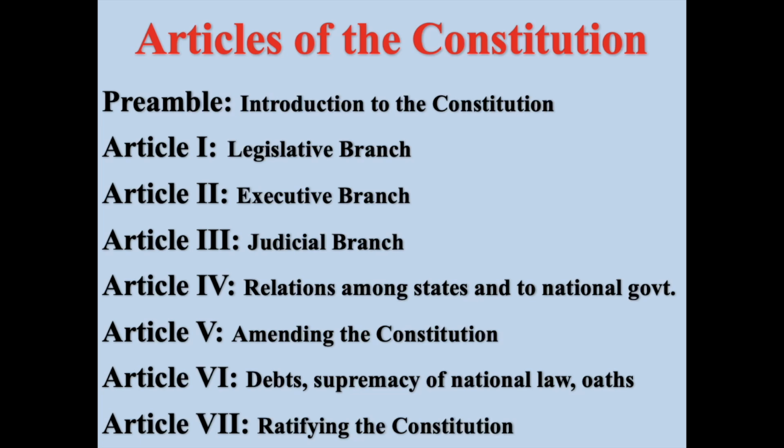Article 4 delineates the relationship between the several states and the relationship of the states to the national government. Article 5 provides means for the changing or amending of the Constitution. Article 6 addresses issues of national debts, the supremacy of national law, as well as oaths. Article 7 provides a process for the Constitution to be submitted to the states and ratified or approved by the states. Let's take a quick look at each part of the Constitution.